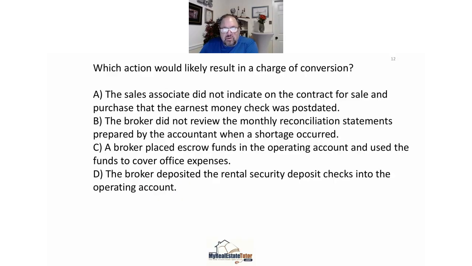All right, which action would likely result in a charge of conversion?